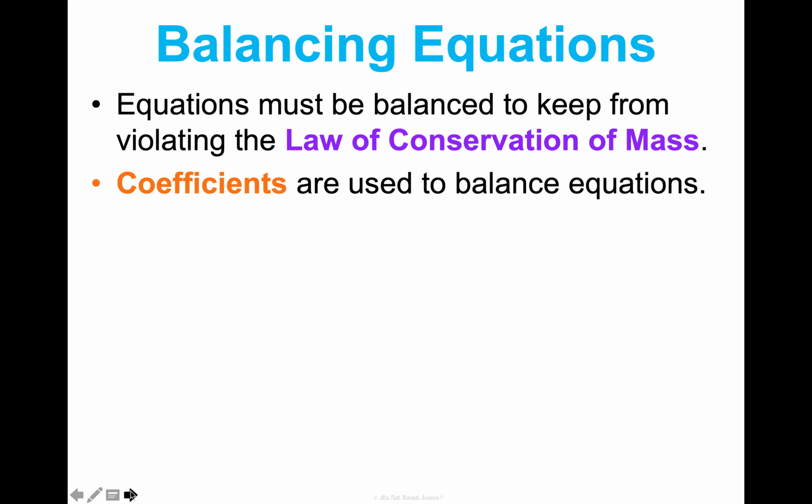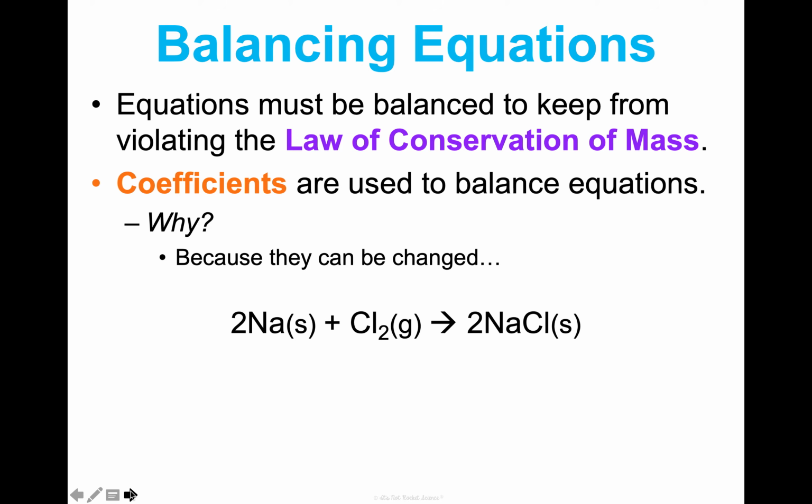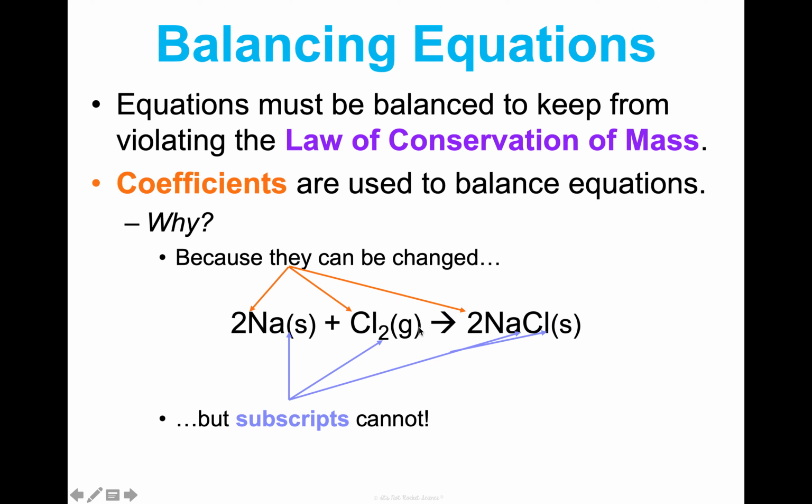We use coefficients to do this. Why? Because coefficients can be changed. Subscripts cannot. Okay, remember, we can change these numbers at the front. We can change these coefficients. We cannot change these subscripts. Changing the subscripts changes the identity of the reactants and products. Changing the coefficients just changes the ratio of them to each other. Okay, so we'll change coefficients, big numbers. We will not touch those little numbers at all.